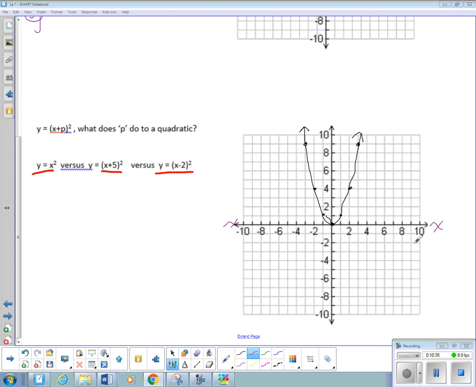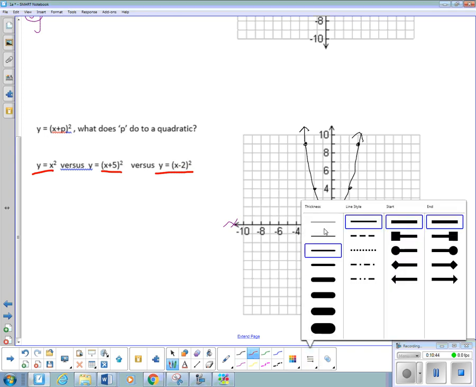So then when I go and do this now, if I go back to this one, again, I have the parent there, and so let's take a look at this one here. So x plus 5 squared. And I will do it in red.